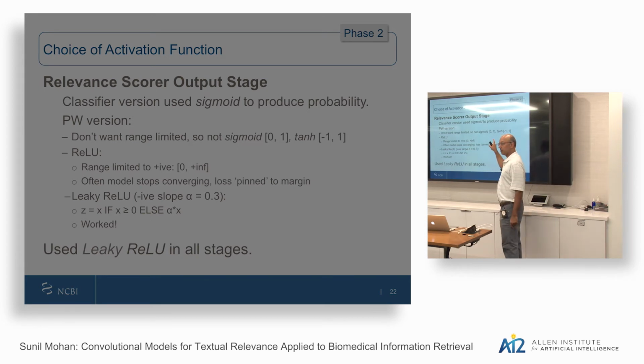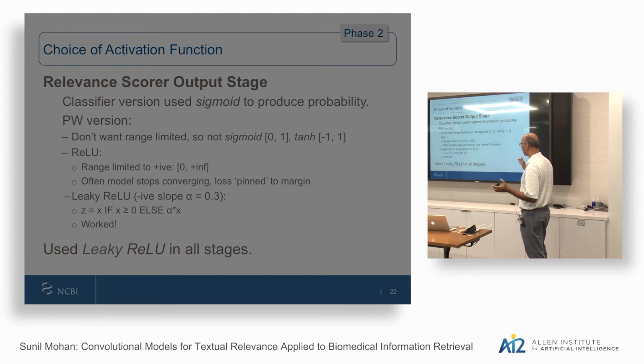The output stage now needs to change because we're not predicting a probability, we're simply predicting a relevance score. So you don't want the output stage to be limited in range, like a sigmoid is, or for that matter even a hyperbolic tan. What I didn't mention is that in the previous models, except for the final output stage, which was sigmoid, all the other activation functions were rectified linear units. So I tested rectified linear unit as the final output stage, and it is less limited, but it still only produces non-negative numbers. I found that models would often fail to converge. So I moved to leaky rectified linear unit, and that worked. The leaky rectified linear unit is not limited in its range at all. And so I used the leaky ReLU in all the stages, not just the final output stage.